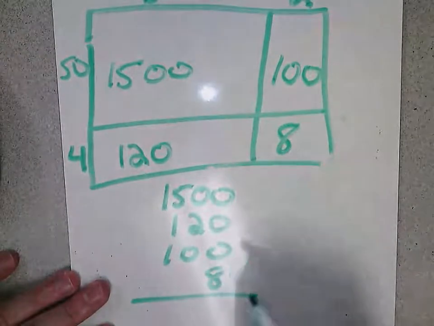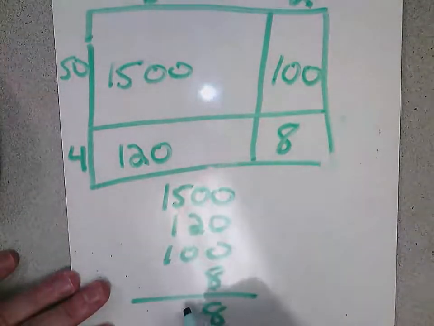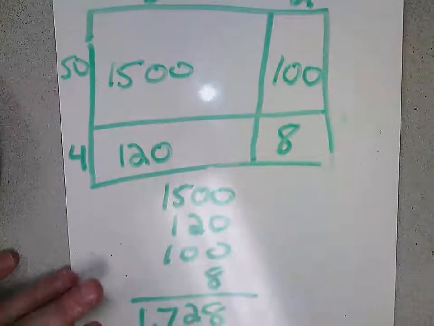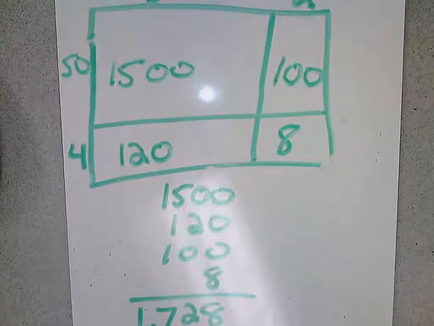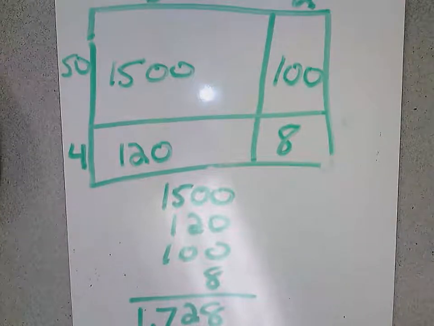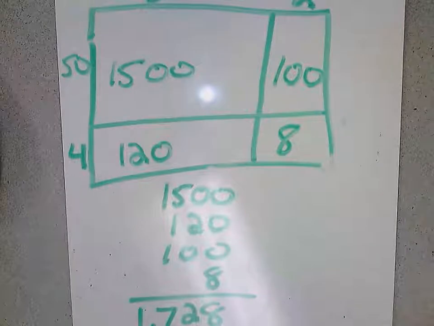We add these up. 8, 2, 5 and 1 is 6, plus 1 is 7, 1,728, giving us our answer. Okay, so just like the area model with 3 by 1 or 2 by 1, we find our partial products and we add them together to get our answer. So let's do another one.